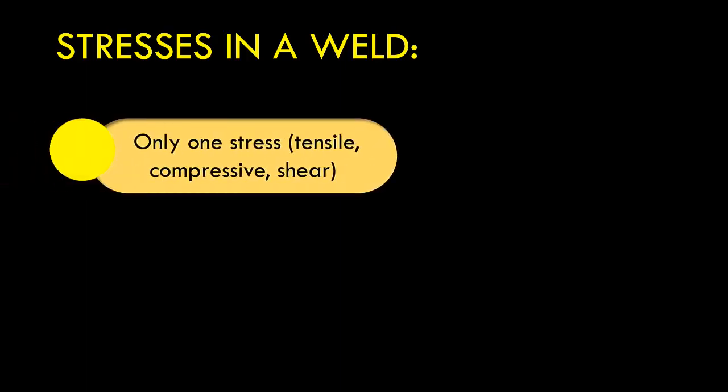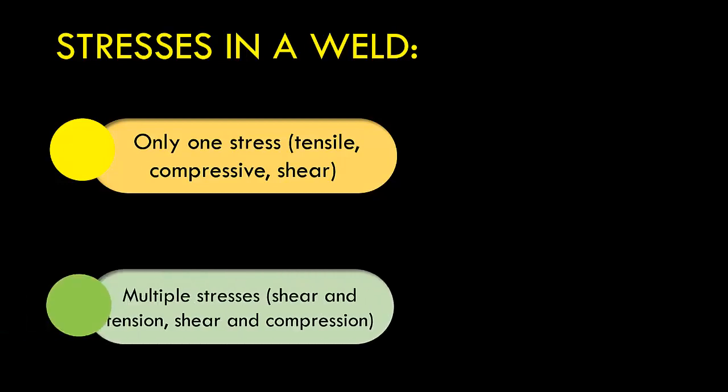For stresses in a weld there are two situations. First, we can have only one kind of stress. It can be tensile, compressive or shear in nature. Or we can have multiple stresses present. For example, we can have shear as well as tension, or shear as well as compression. Another possibility is that we can have shear, tension, and a twisting moment also applied.